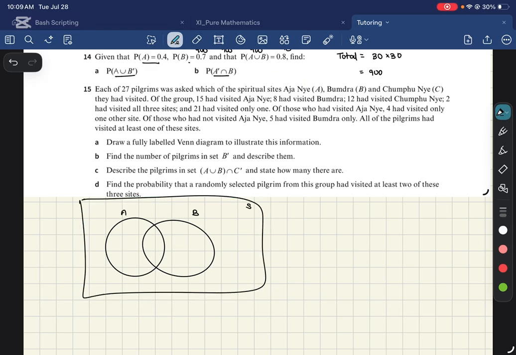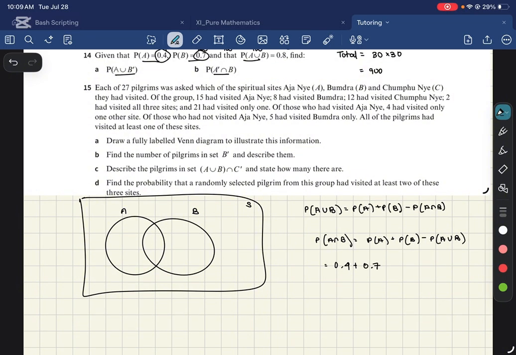So I know P(A), P(B), and P(A union B). Remember your formulae. P(A union B) is P(A) plus P(B) minus P(A intersect B). So I can calculate P(A intersect B) here. It's just going to be P(A) plus P(B) minus P(A union B). All right, so what is P(A)? P(A) is 0.4 plus P(B) is 0.7 minus P(A union B) is 0.8. So that is going to give me 0.3.